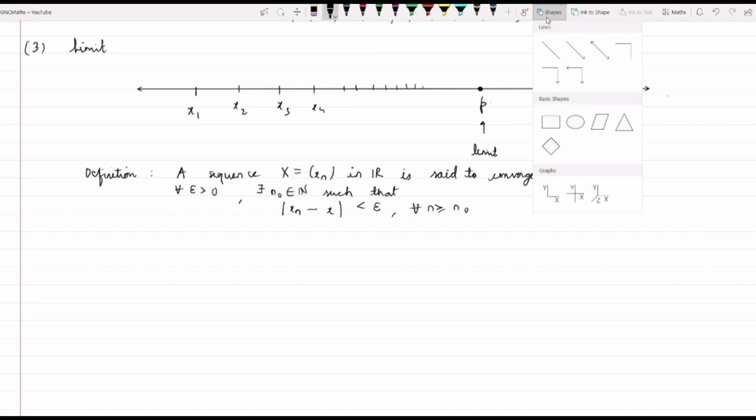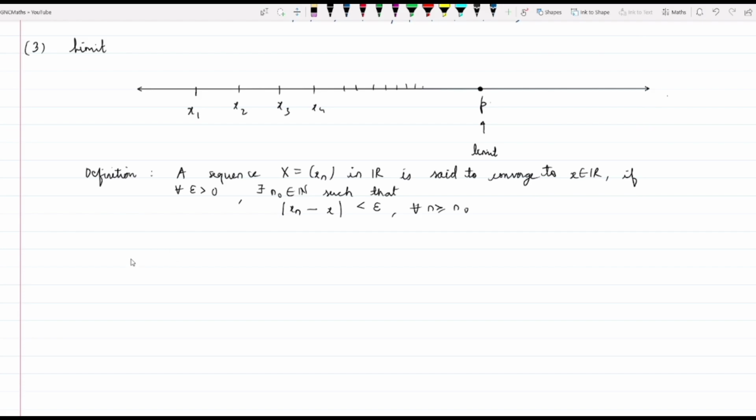Again, let us have the number line. If this is the number line, let me denote it by script R, and this is the limit which we are saying that the sequence x converges to x. If you take any radius epsilon, we will end up getting a neighborhood which will be x plus epsilon and x minus epsilon.